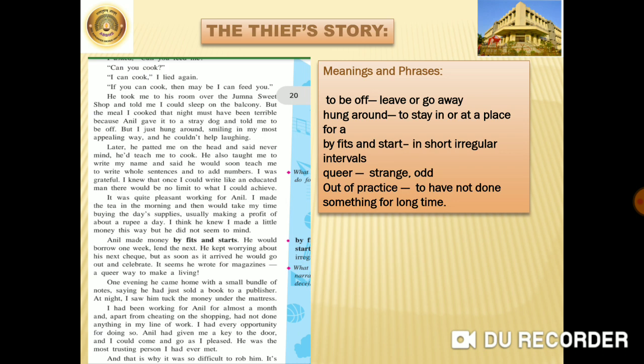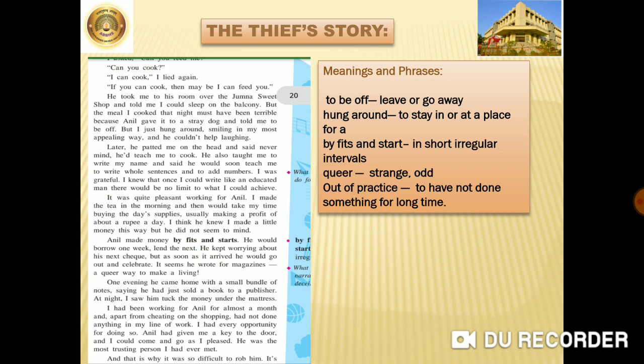Now he is describing how he was working with Anil. So he used to go to the market and buy the day's supplies, whatever they needed daily. And usually making a profit of about a rupee a day, from whatever money was given by Anil to buy things from the market, from there also he used to rob one rupee every day. I think he knew that I made a little money this way, but he did not seem to mind.